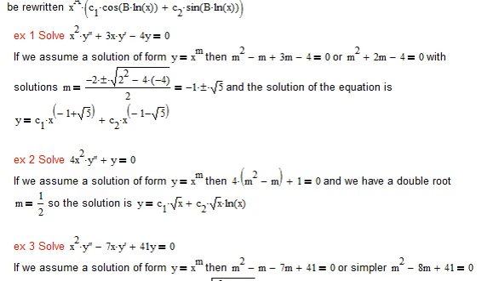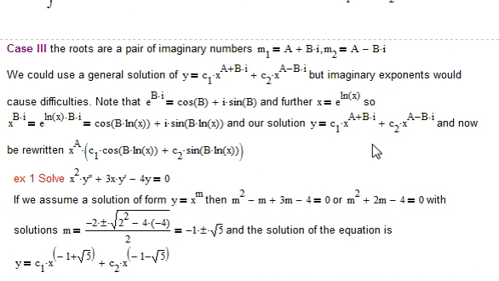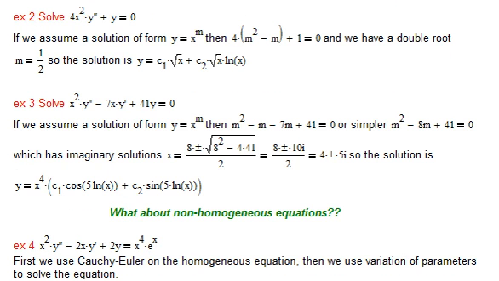If you're wondering where that came from, let's go back up here and look at case 3. See? x to the a, that's the real part, times c1 cosine of b times ln of x plus c2 sine of b times ln of x. Hopefully you're good with that.